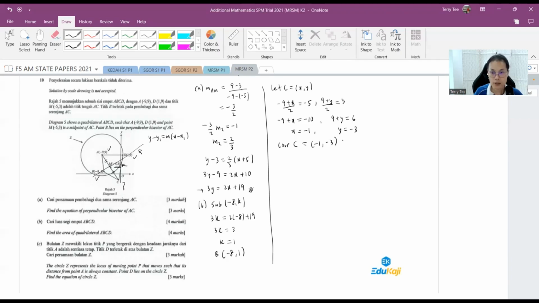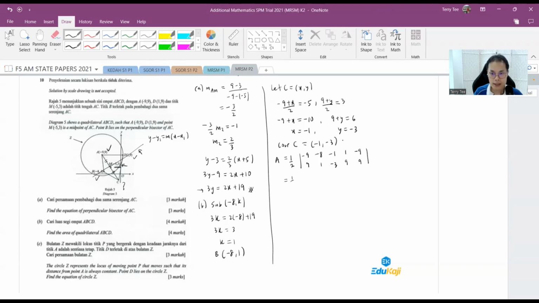The next thing is we are supposed to find the area of quadrilateral. Your quadrilateral ABCD, we start off with half x1, y1. This represents the coordinate point A, the first point here. B is -8 and 1. C, we know now, is -1 and -3. D is 1, 9. Then we repeat the coordinate of the first point, coordinate point A.